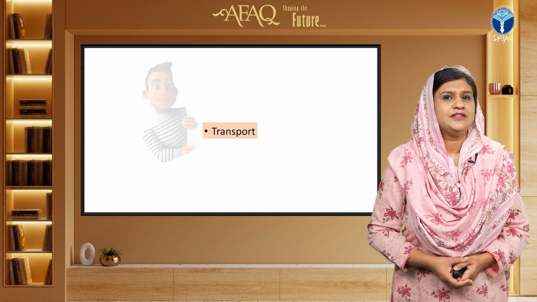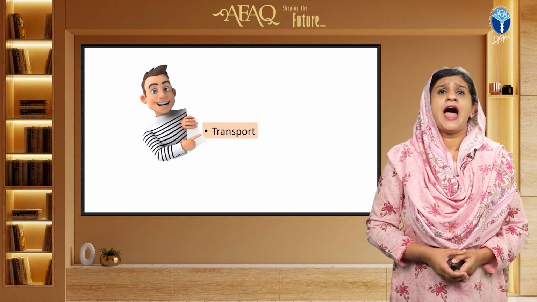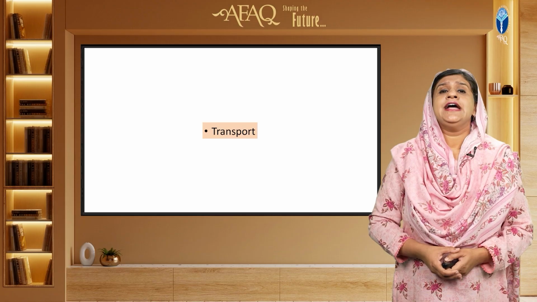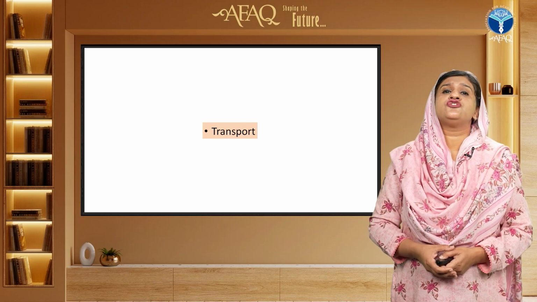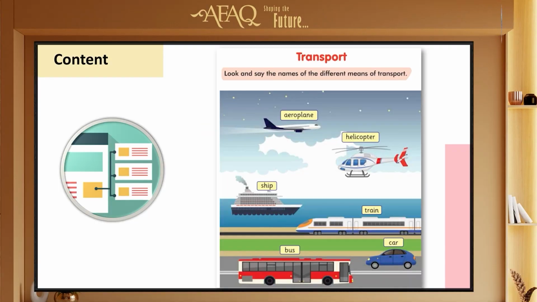The next thing is transport. So dear kids, have you heard this word before? Transport. Transport means all the things which we use to move from one place to another. There are different things which we use. On the roads, we can see bus, cars, bikes, and in the air, we can see the planes and helicopters.